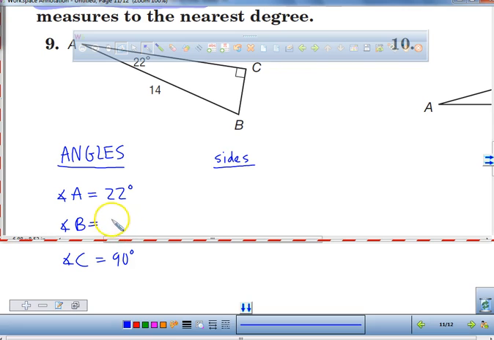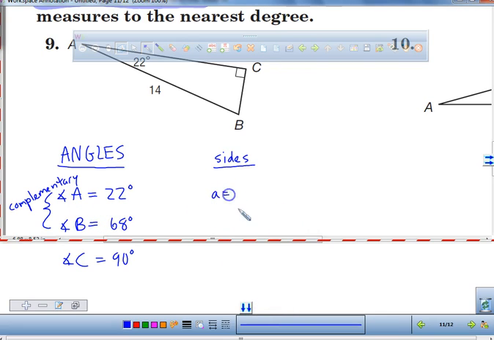So angle B has to be 68, because all of these have to add up to 180. Angle A and B, something you should know, they will always be complementary. Which does not mean they're going to complement each other, like say, hey, you look really good today. But they add up to 90 degrees.